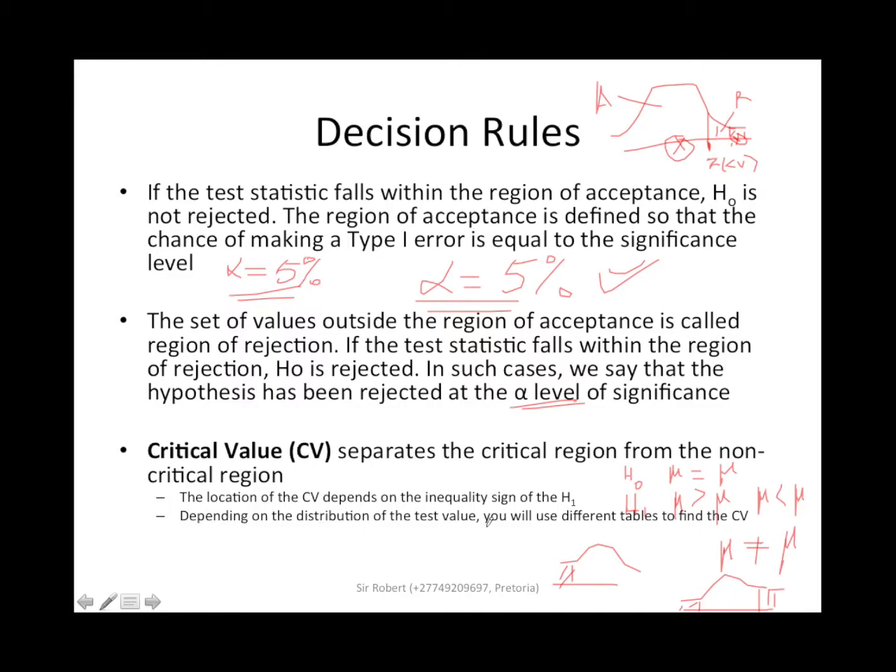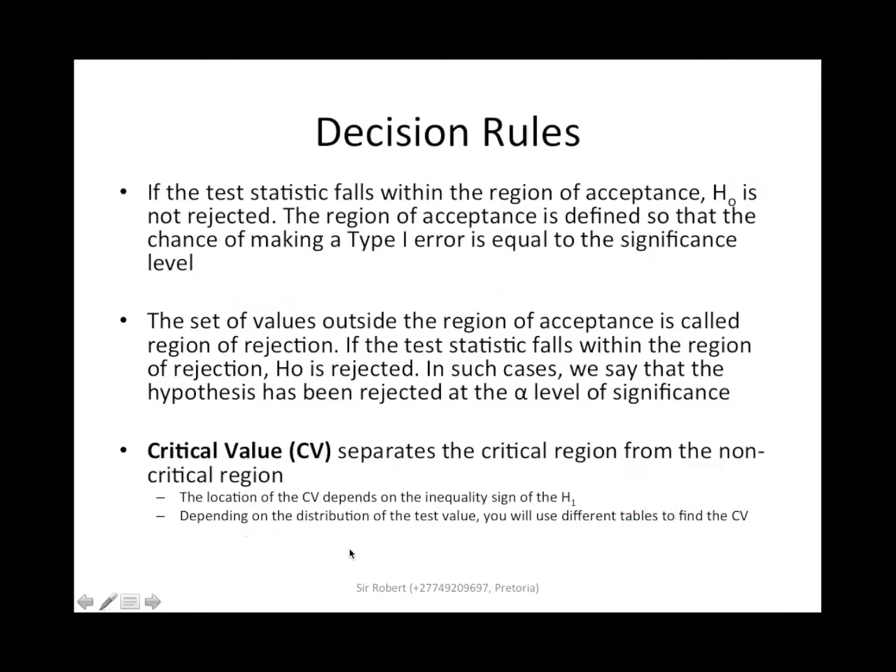Depending on the distribution of the test value, we will use different tables to find the CV, the critical value. So you usually use the normal. You can also use the t-test, the chi-square test, and so on. But as for now, we have covered the normal distribution. In the following chapters, we will cover the t-test and the chi-square test. They are also used in hypothesis testing.